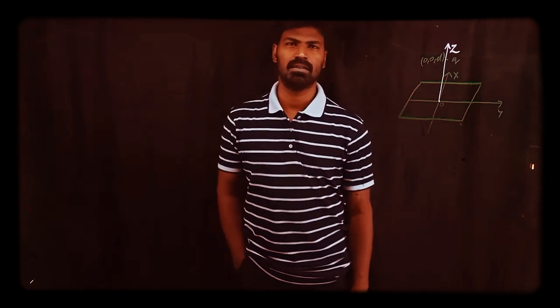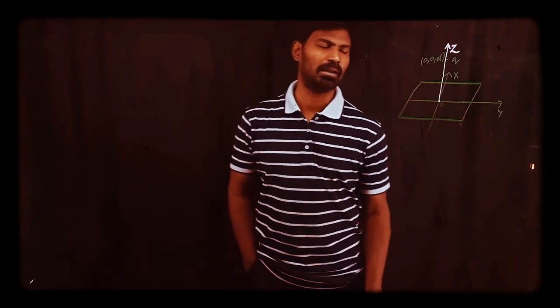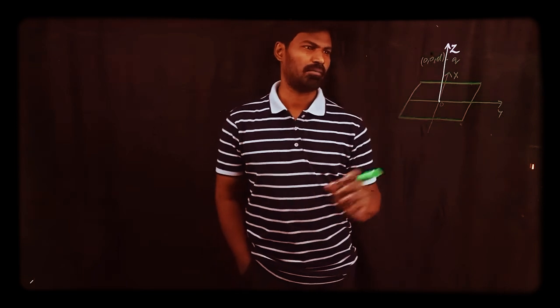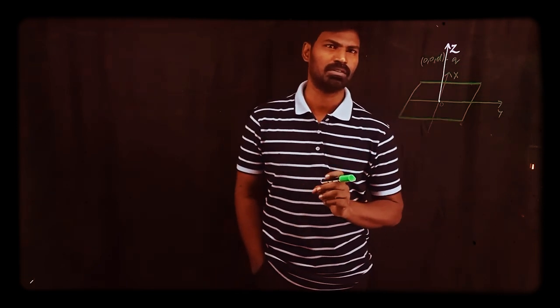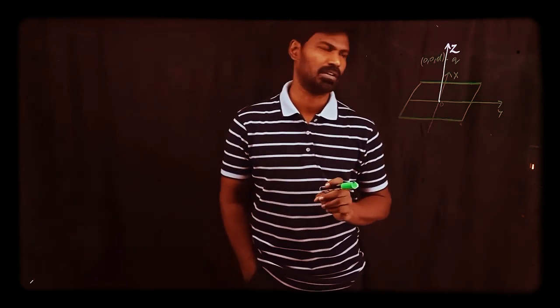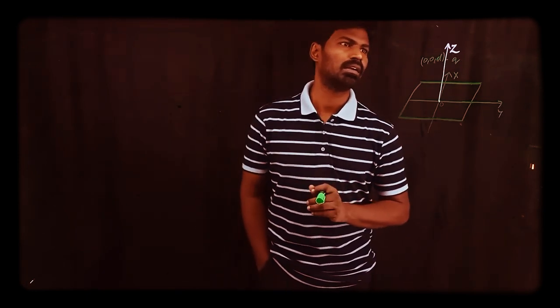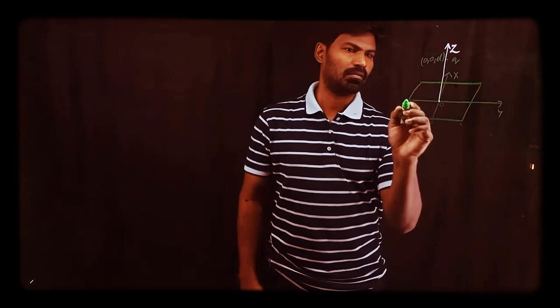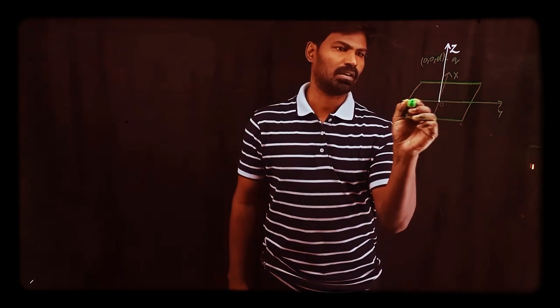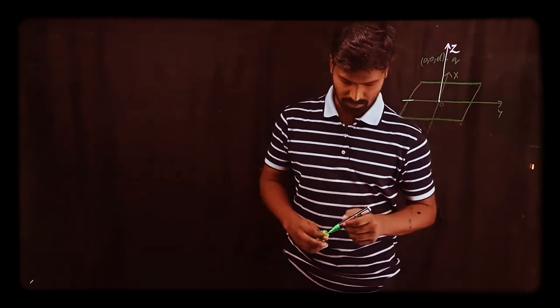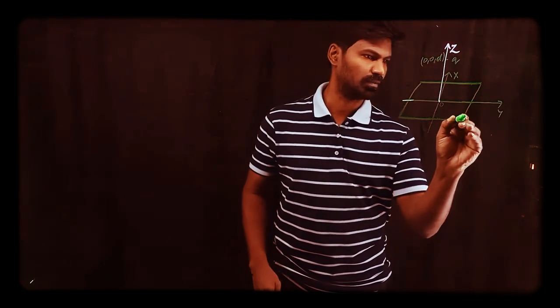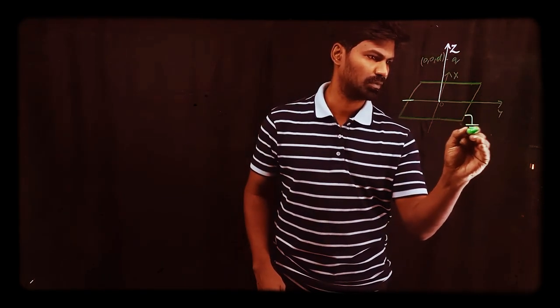Hello everyone. As a continuation of method of image, here I am considering a problem which is concerned with calculating the potential energy. This is a previous CSIR problem. Here there is an infinite conducting sheet or a conducting plane which is grounded. That means it is maintained at potential 0.